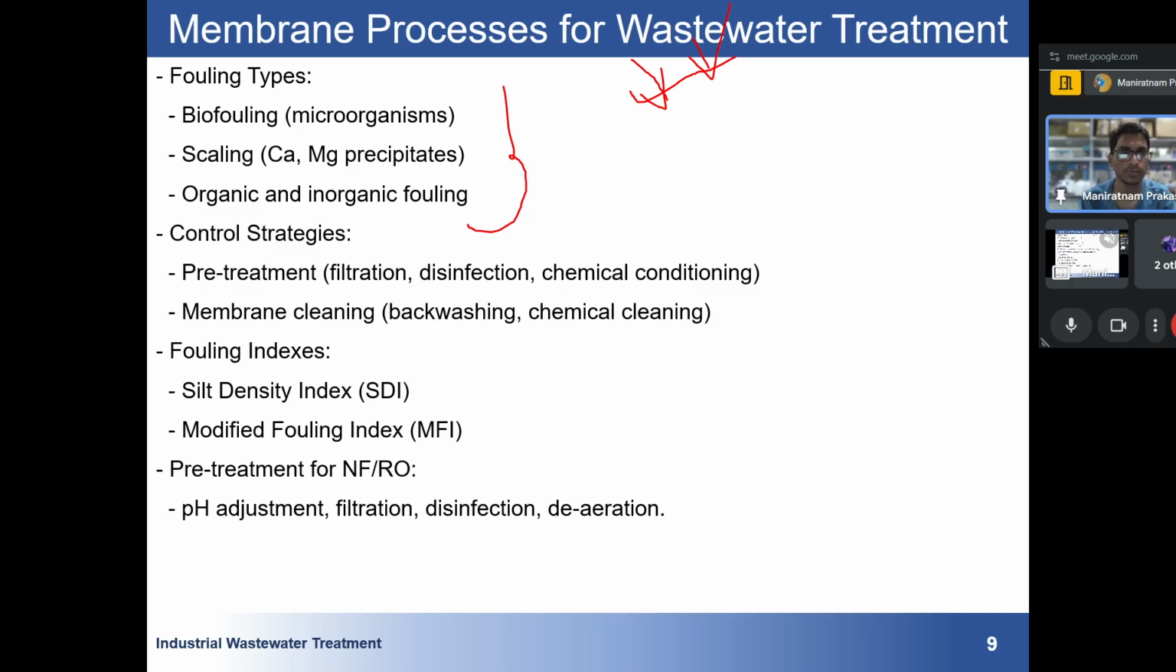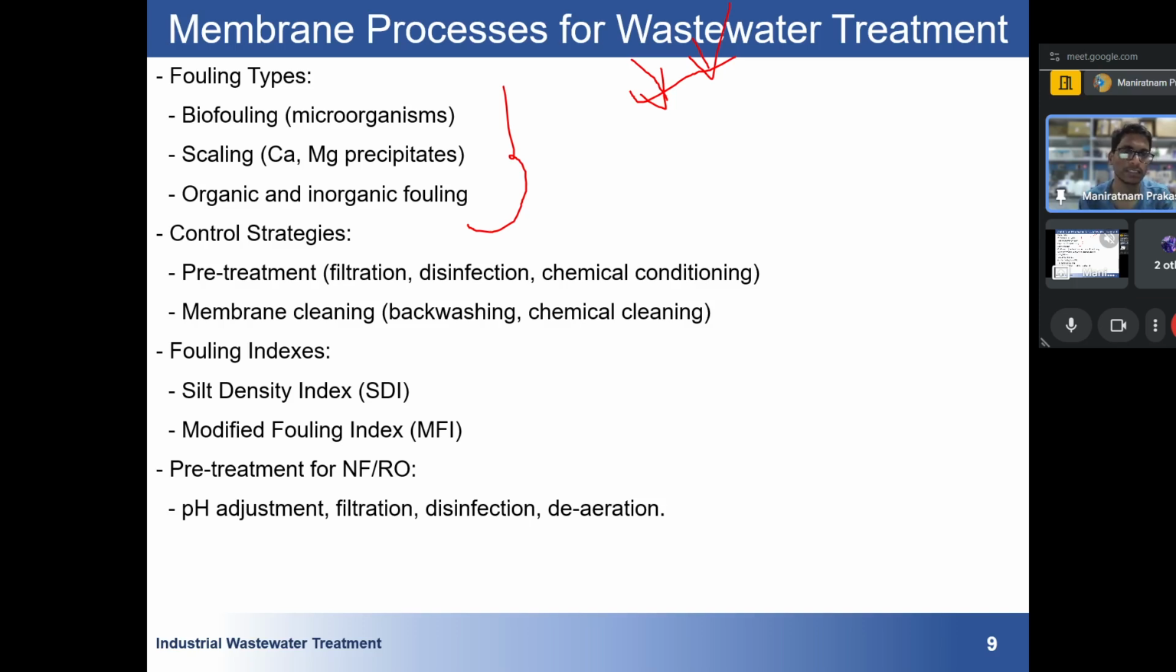Fouling will decrease your efficiency. Organic and inorganic fouling, scaling and biofouling will be there. Then there is a central control strategy, or you can say a maintenance strategy.